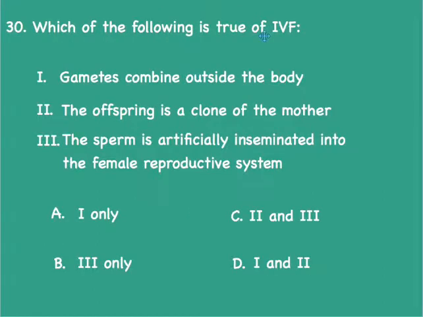Which of the following is true of IVF, in vitro fertilization, the coming together of male and female gametes in glass in the lab? So therefore 1 is correct. The offspring of IVF is not necessarily a clone of anything. Sperm is not artificially inseminated into the female reproductive system. Instead, both egg and sperm combine in glass in the lab. So therefore the answer is A, 1 only.